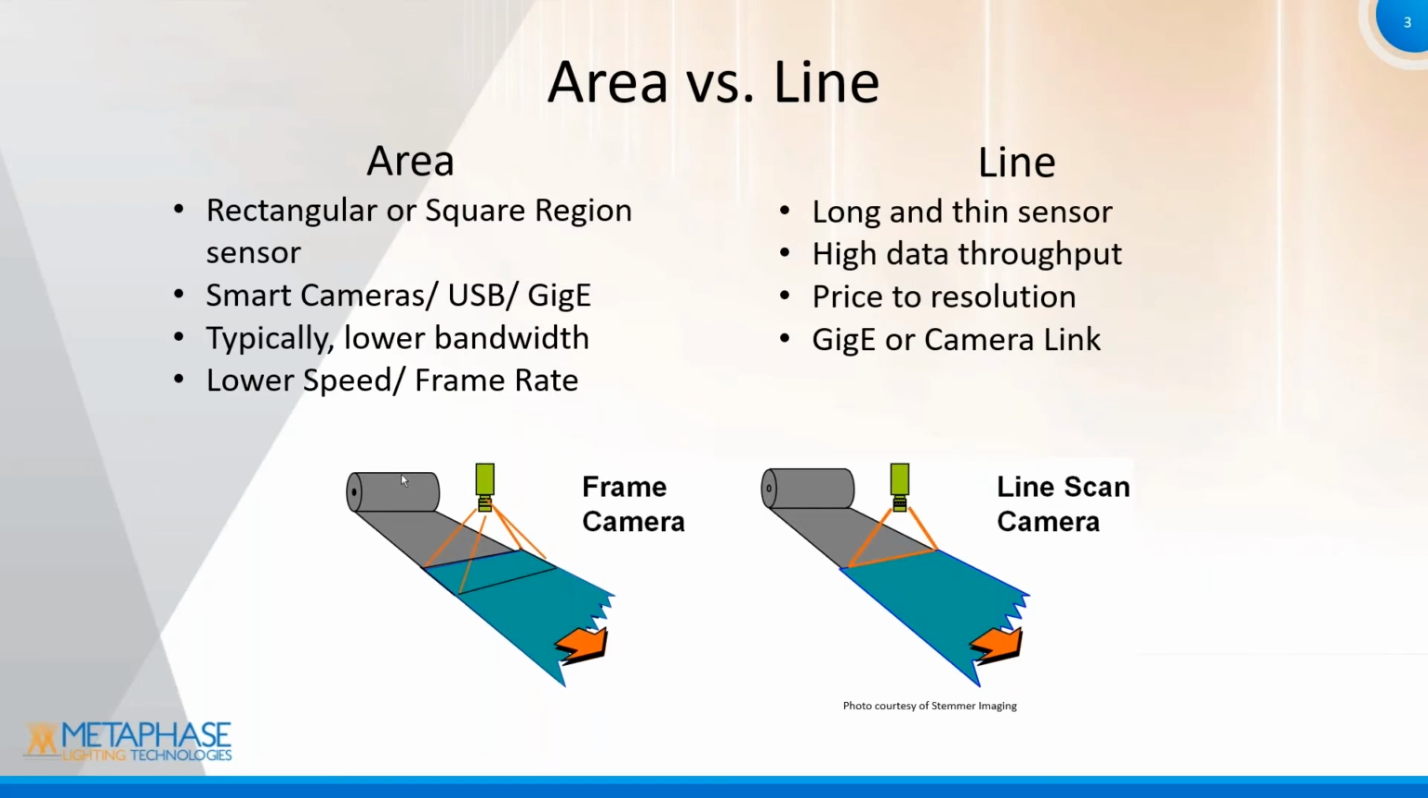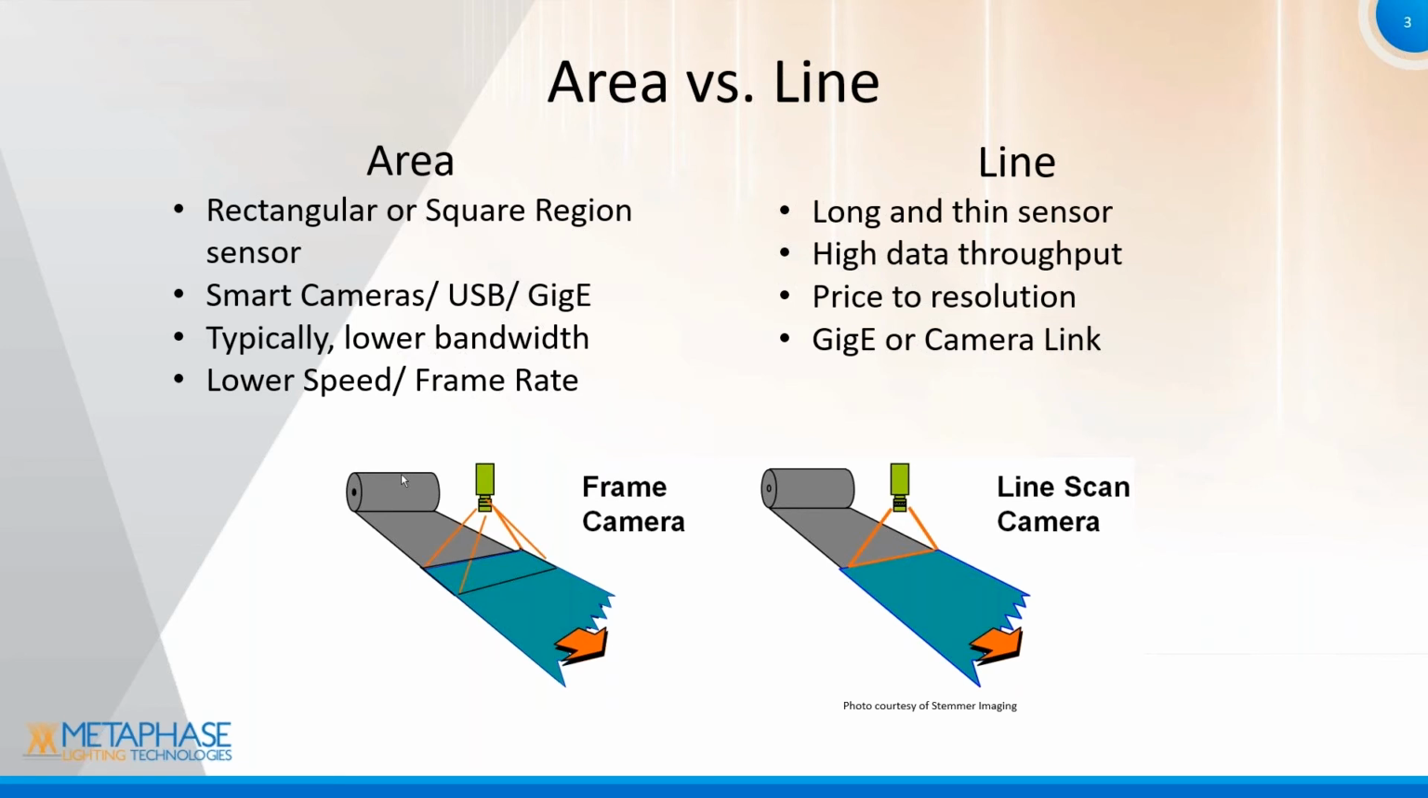So getting started, many of you may be familiar with the idea of an area scan. This is a rectangular or square region of a sensor that we're looking at, given a two-dimensional area. Many of these are smart cameras, USB or GigE interface, and typically we're going to be lower speed, lower bandwidth, and we have a lot more of a trade-off between our resolution and frames.